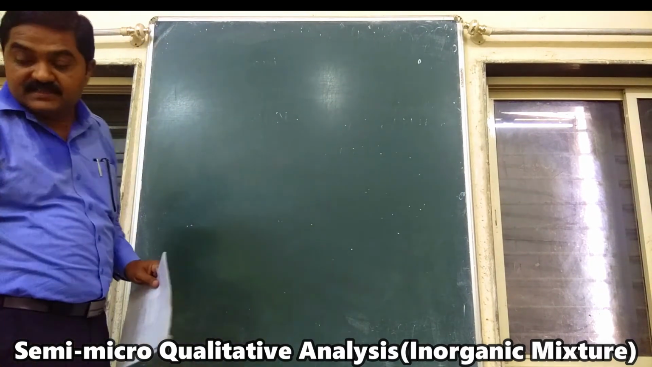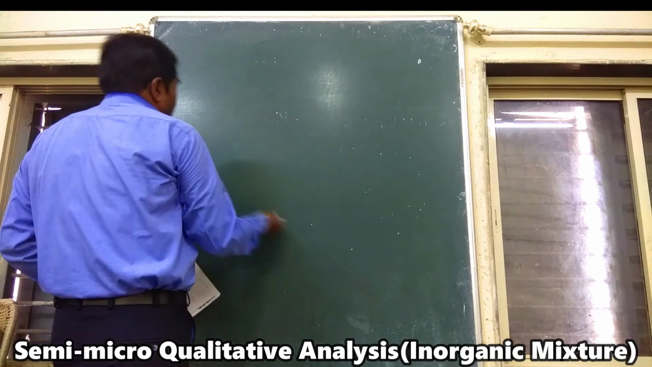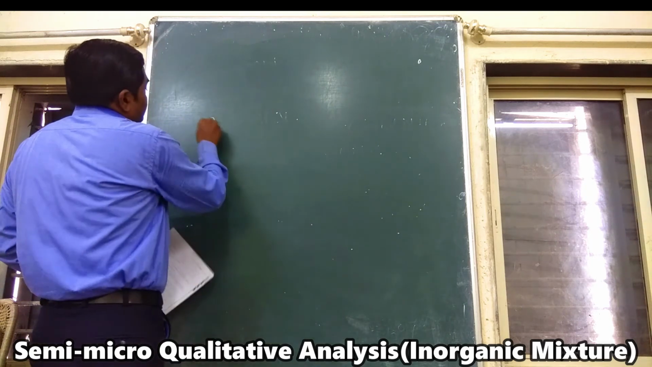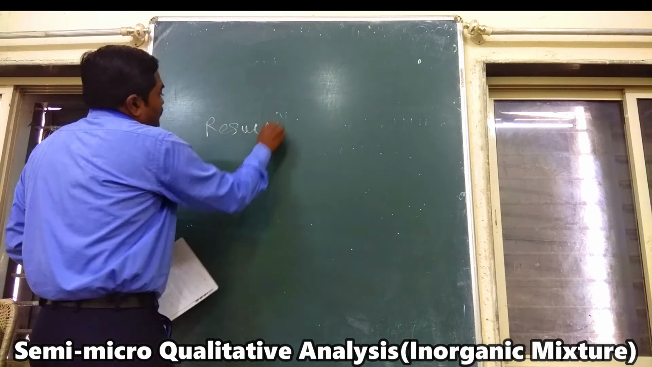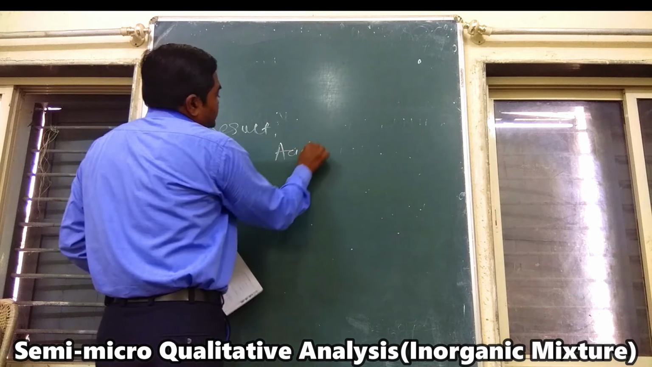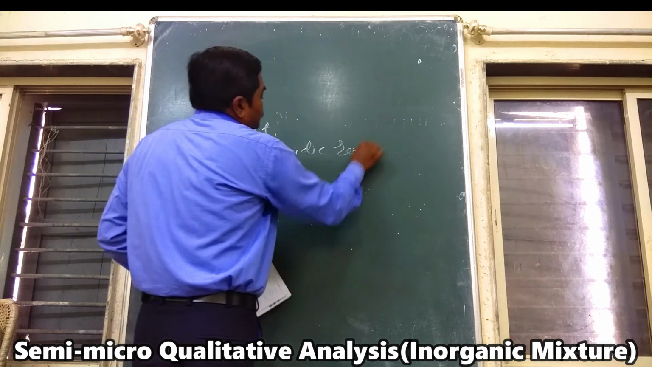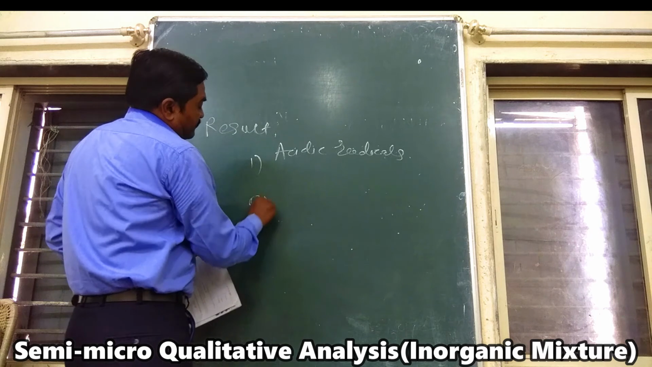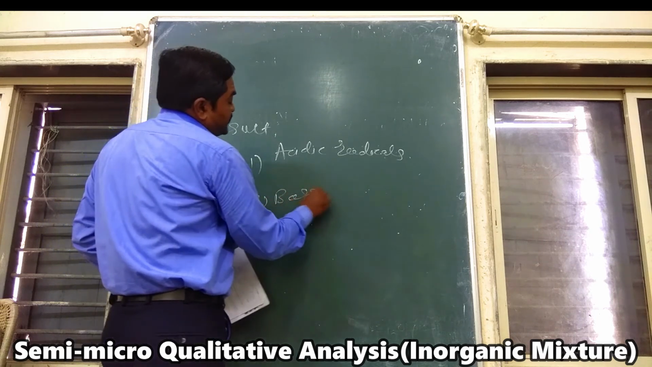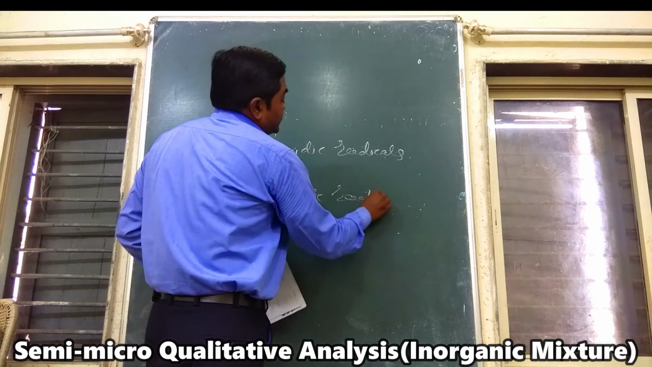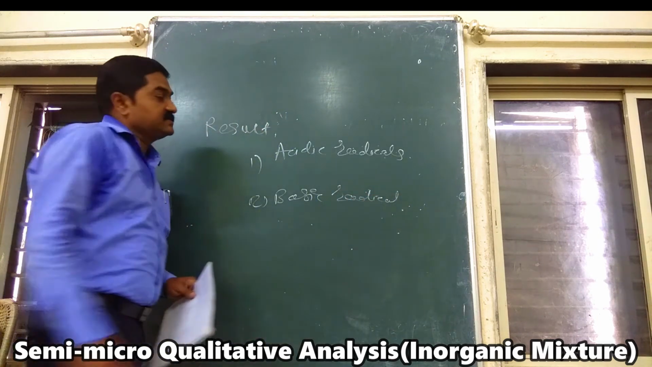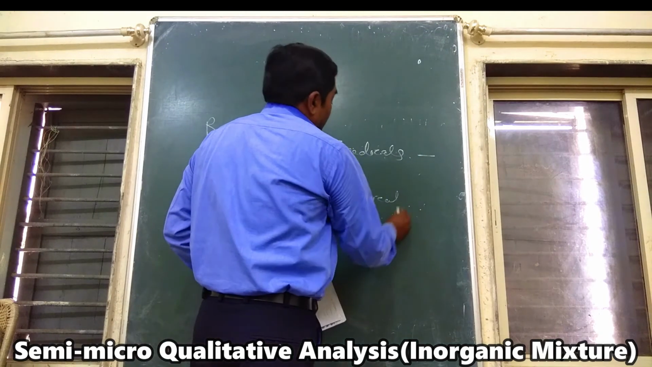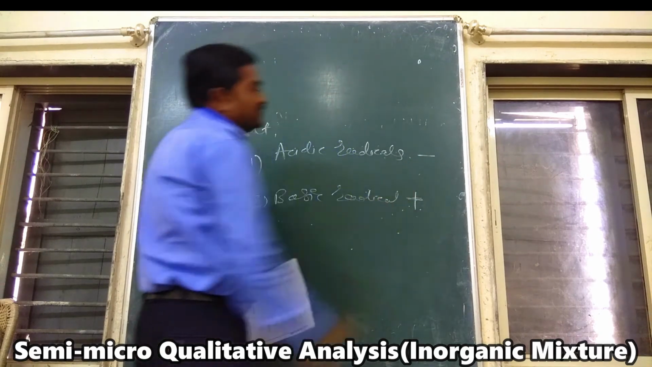So finally the result is: acidic radicals, which acidic radicals are present, and the second one is basic radicals, which basic radicals are present. Here acidic means negatively charged and basic radicals are positively charged.